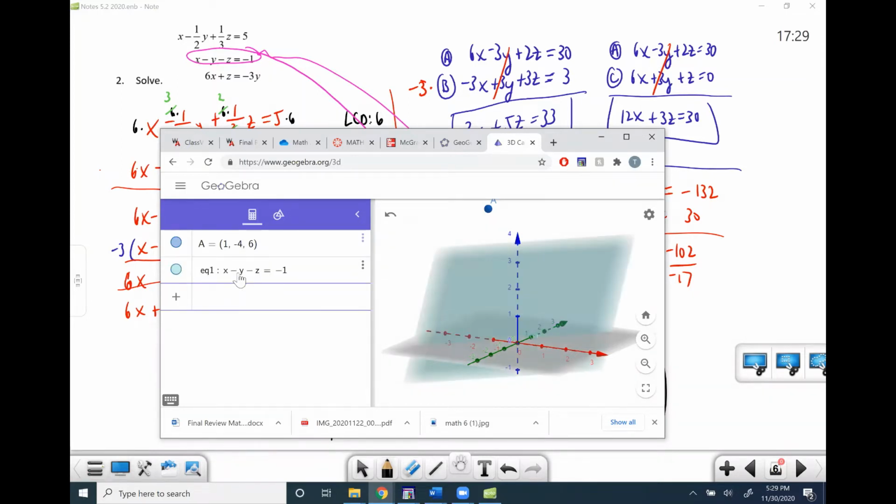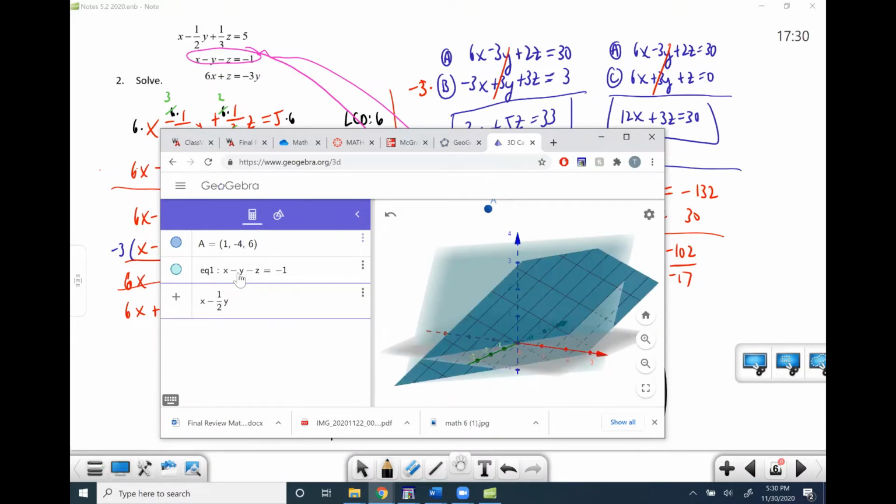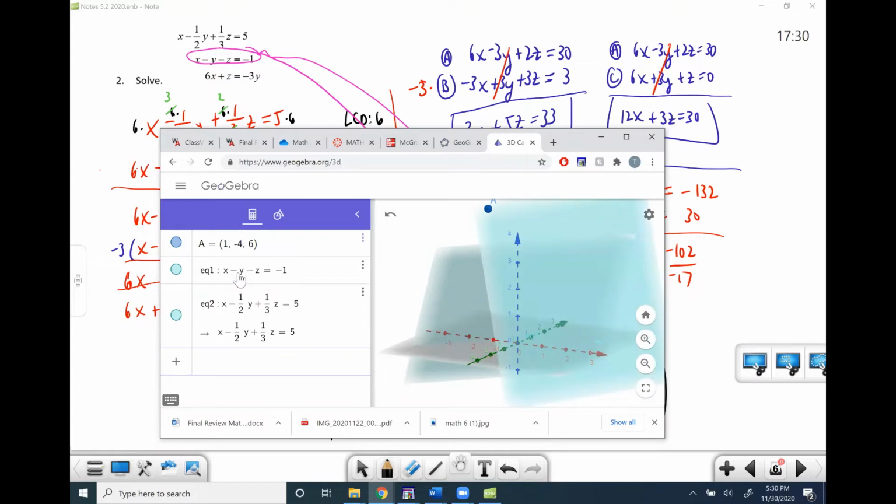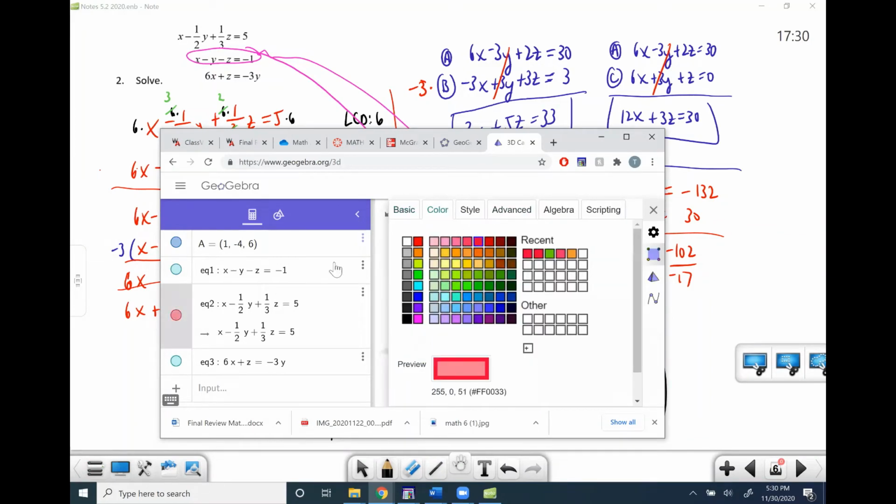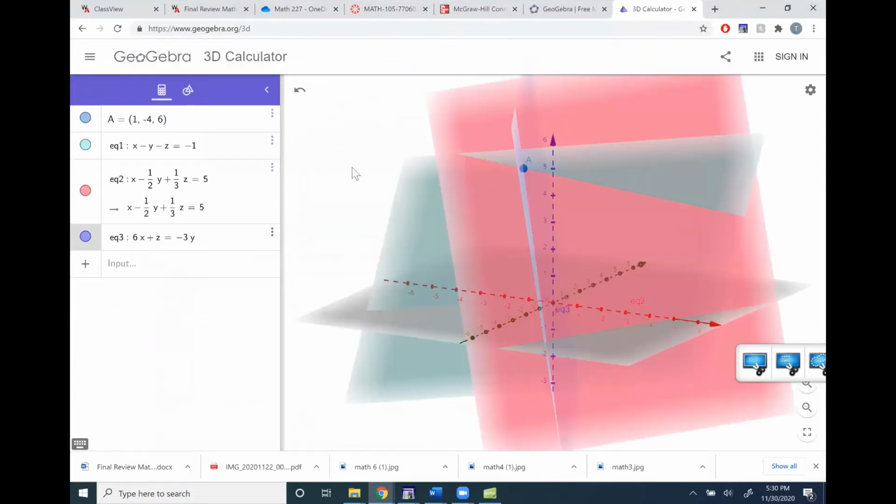Okay, there's one plane. I put the easy one in. X minus 1/2 y plus 1/3 z equals 5. And then 6x plus z equals -3y. Okay, now let's make them different colors. Settings, color red for you. And let's go blue for you, I guess. Now hopefully all of them go through that point.